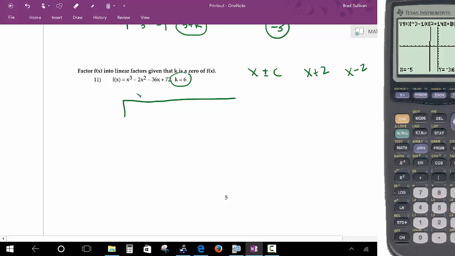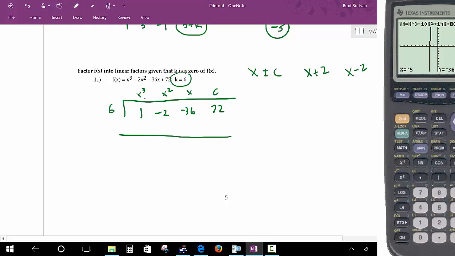So go ahead and get everything set up. You don't have to put these x's and stuff up here. I'm just emphasizing that you want to make sure that you have a place value for every power of x. Then put the 6 there, and then we're going to factor this, okay?